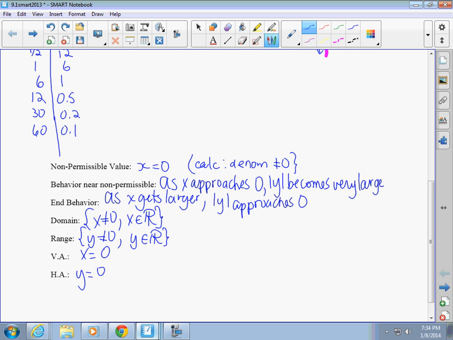So remember, your vertical asymptote has to deal with your NPV value, your non-permissible value. Your horizontal asymptote is going to be a little bit different, and you'll see in our next few examples what I mean.